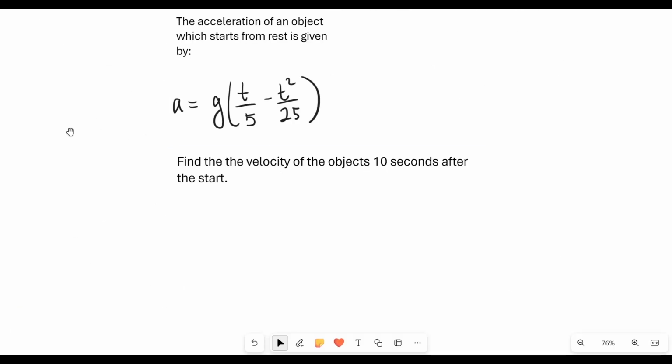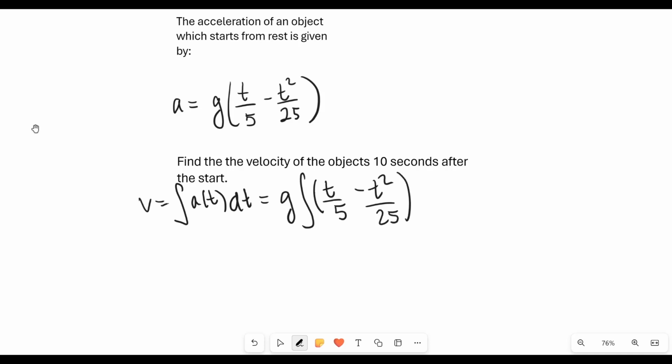I also made up a little problem to illustrate the inverse of this. So the acceleration of an object which starts from rest is given by the following expression. Find the velocity of the object 10 seconds after the start. Okay, so velocity is simply the integral of the acceleration, which is now a function of time, with respect to time. So I'm going to need to integrate this entire expression, because g is just a constant. I'm going to take that outside of the integral sign, and what I'm going to be left with is the integral of t over 5 take away t squared over 25 with respect to time. So this here will just give me g, and this is actually a definite integral between 0 and 10 seconds.